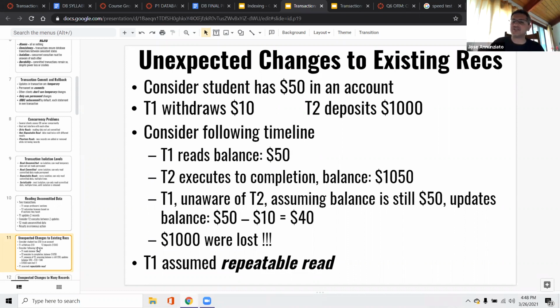But since you have T2 that is happening underneath, that happens after I read the $50. T1 reads $50. Transaction 2 comes in and deposits $1,000. So as far as T2 is concerned, there's $1,050 now in the bank. But here comes T1, having subtracted 50 minus 10, 40, it goes back and puts the $40 back in the database. You just lost $1,000. It's gone, because your logic was based on false information. So again, very consequential.